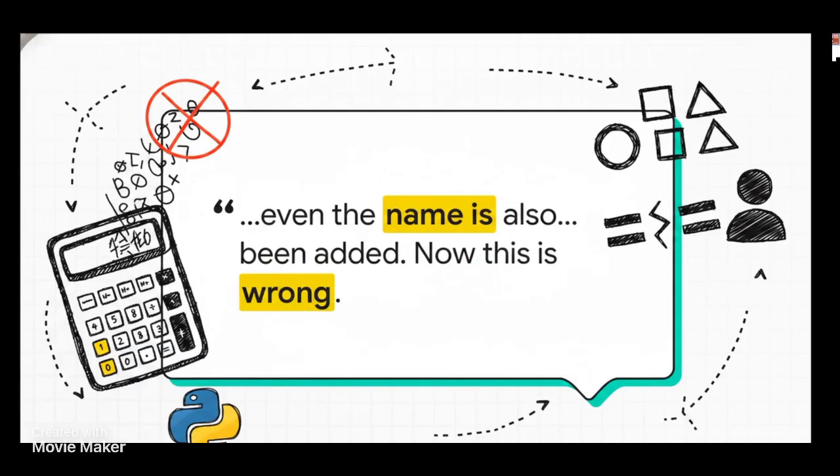So what went wrong? Well, it's pretty simple when you think about it. The code tried to average everything in that row, and that includes the student's name. You can't do math on a name, so Python just throws its hands up and says, nope.